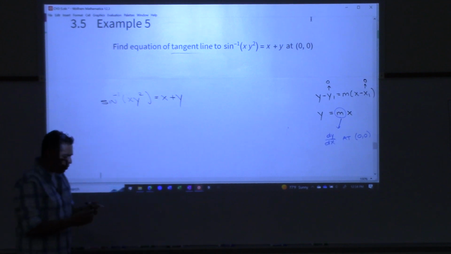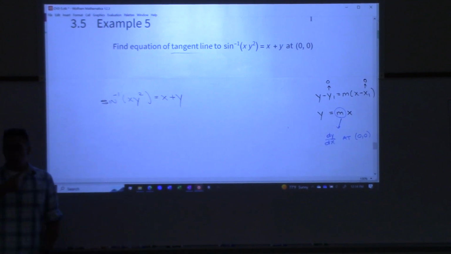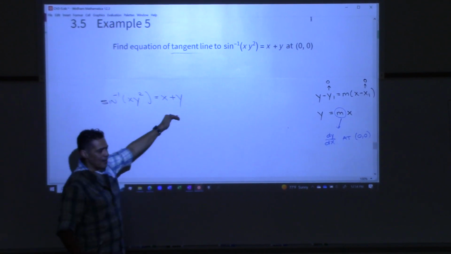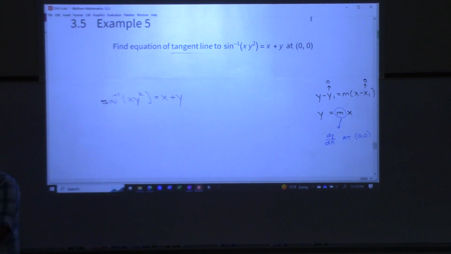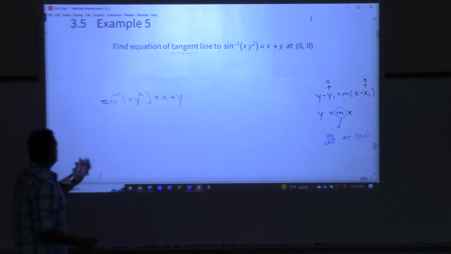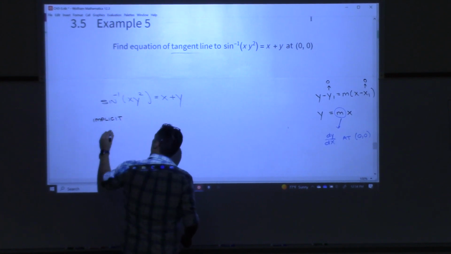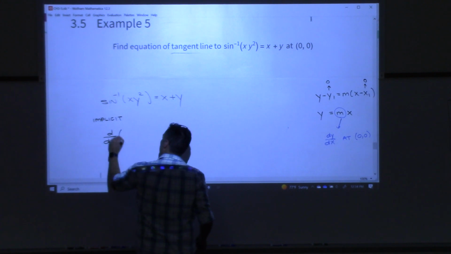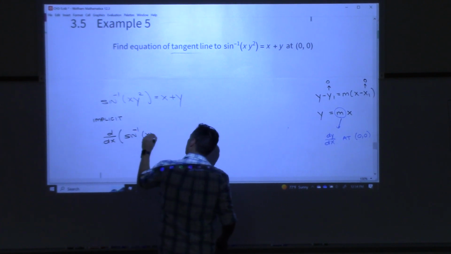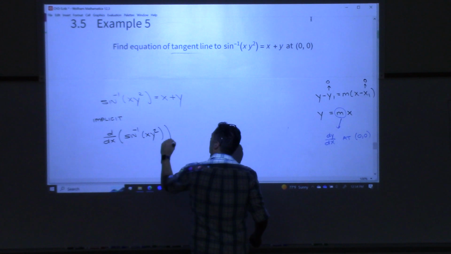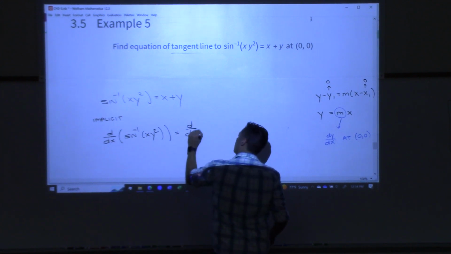The issue with this problem is that that equation cannot be solved for y. You can't get y by itself on one side of the equation. So the only way to differentiate this is to use implicit differentiation. You have to take the derivative on both sides with respect to x. So I'm going to now do implicit: derivative with respect to x on the left, and then derivative with respect to x on the right.